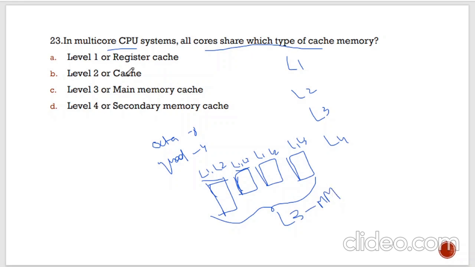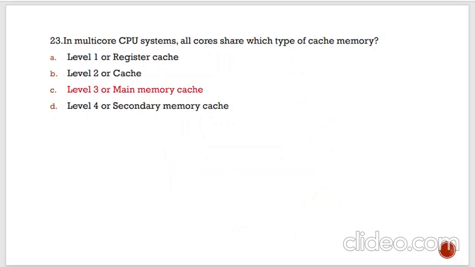Okay, L1 and L2, that means the registers or the cache are not shared. Each core has its own registers or caches, but main memory is common. How many cores do we have in the CPU? This main memory is shared by all the cores of the processor. Next, level 3 or main memory cache will be shared by all the cores.